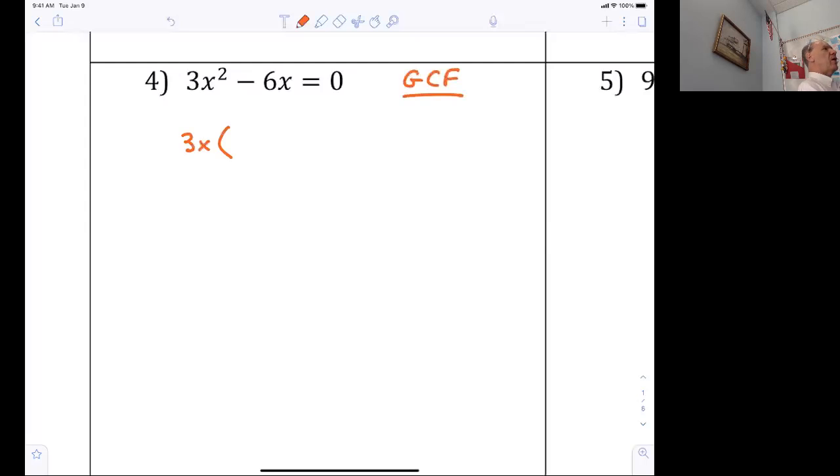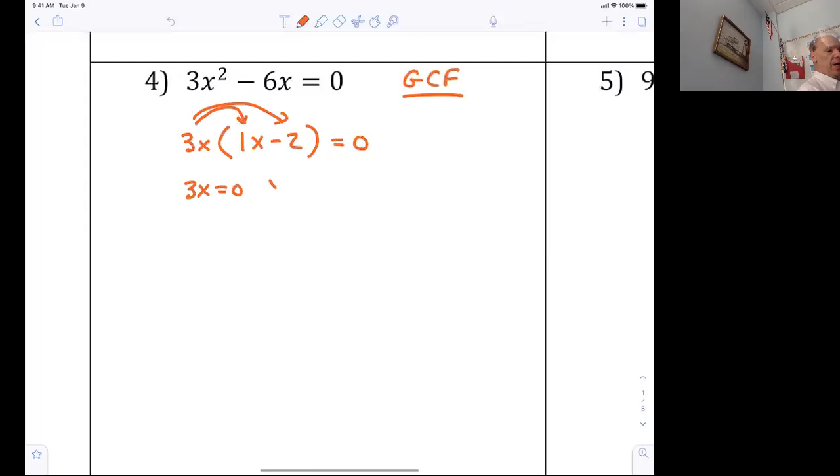Now remember, the rule is divide numbers and subtract exponents. So what's 3 divided by 3? 1. And then x squared divided by x is just x. 6 divided by 3 is 2. So there you have it, and then you put equals 0. Now, how do I know I'm right? Well, because I did problem number 1. But I can always check my answer real quick. What's 3x times x? 3x times negative 2. There you have it.